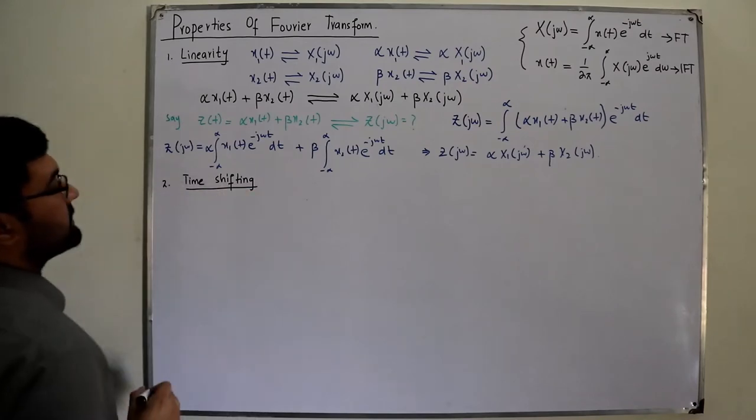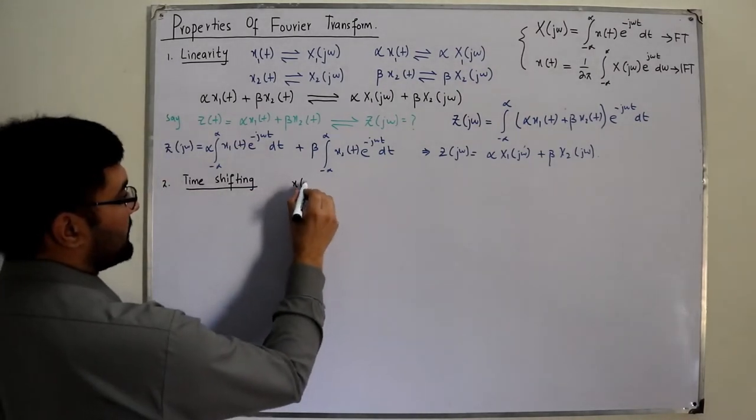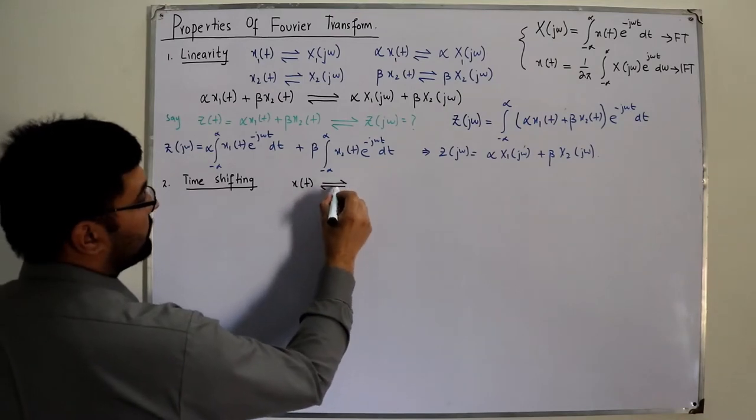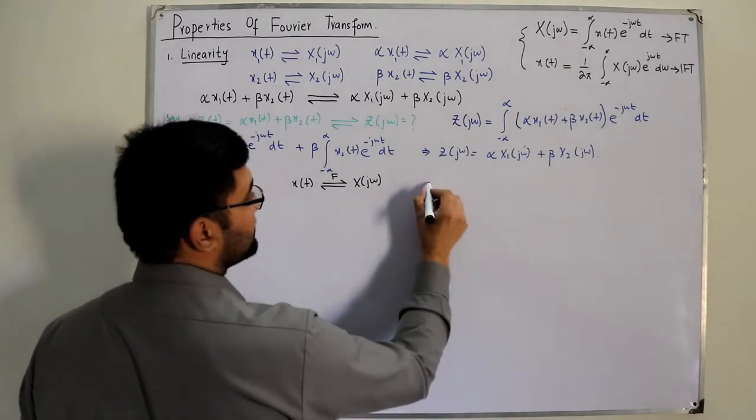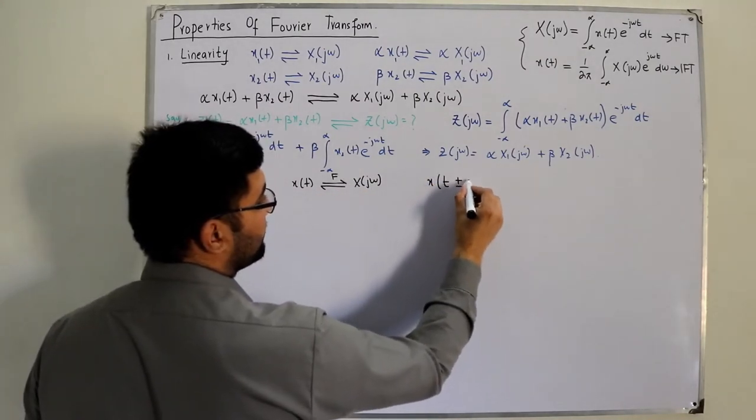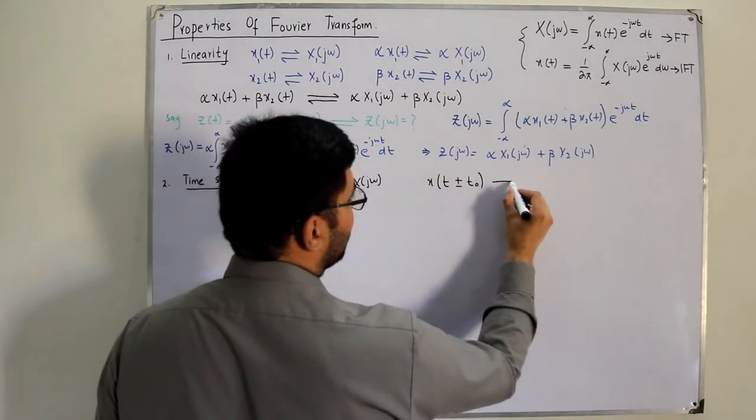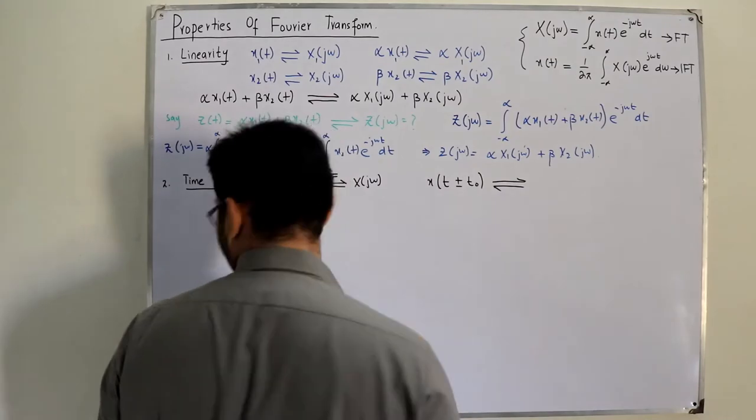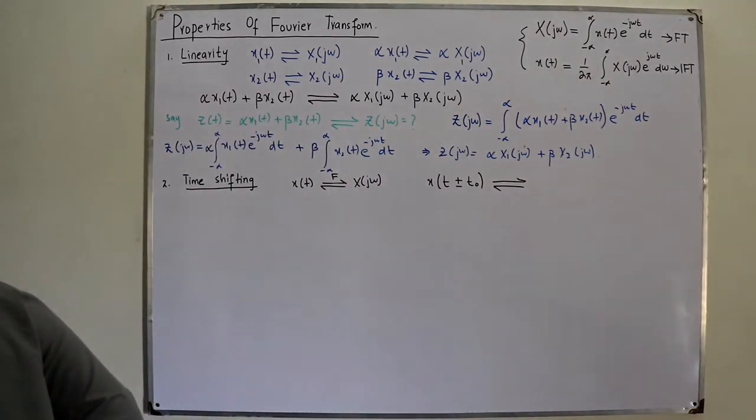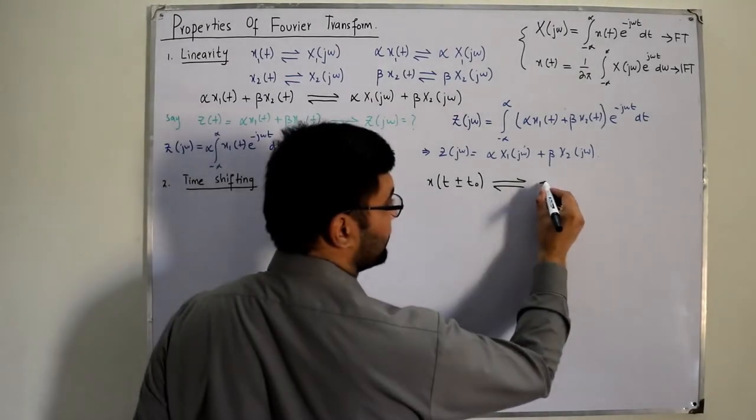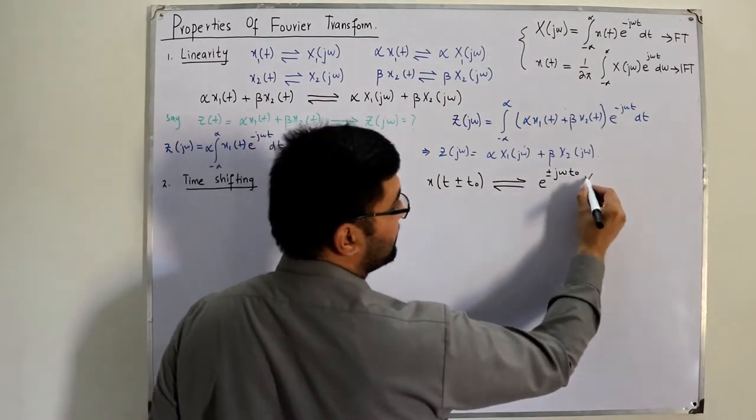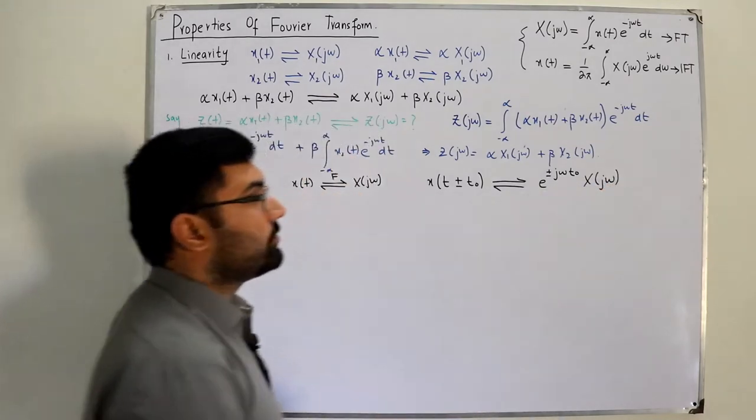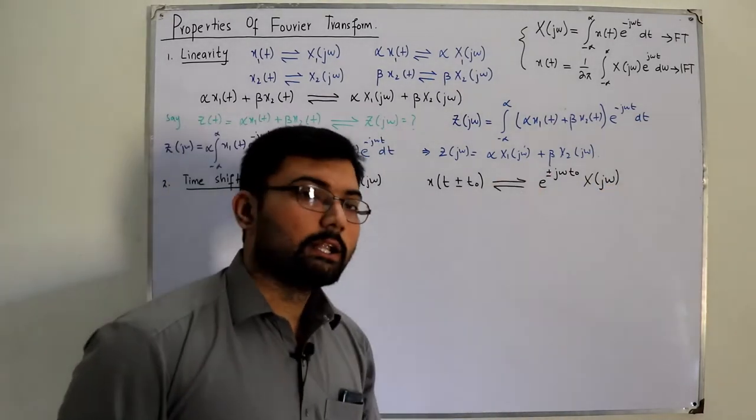So what does this property say? Now again, this property says if x of t is any general signal having a Fourier transform x of j omega, and you shift this signal by t naught units, let's say plus or minus t naught, what do you have in the Fourier transform? The original Fourier transform x of j omega gets multiplied with an exponential of plus or minus j omega t naught, where t naught is the amount of shift.